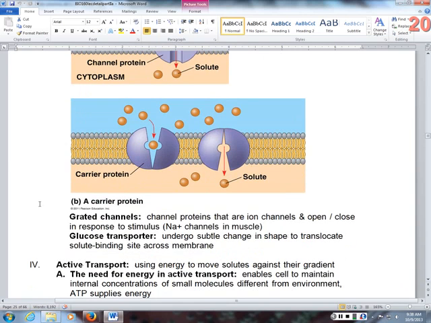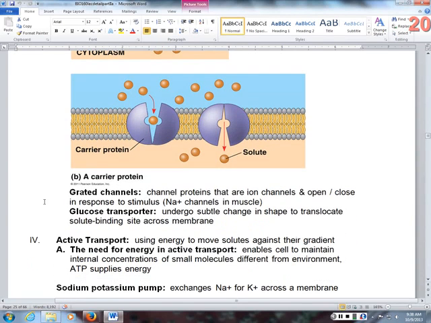You can have some gated channels that are ion channels that open and close in response to a stimulus. For example, in a muscle, you're going to have a gated channel that's going to allow sodium to go. If you stimulate the muscle, it will open the gate for the sodium to come out. If you don't stimulate the muscle, that won't happen. Glucose transporters will undergo a subtle shape change to translocate and bind things across a membrane.